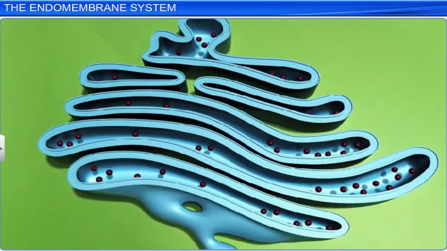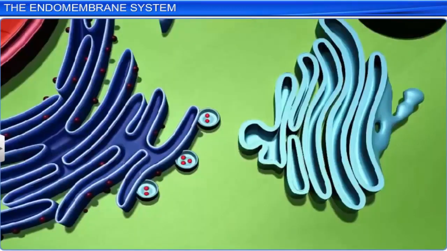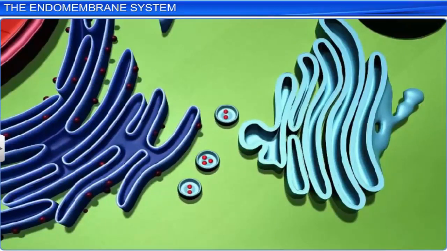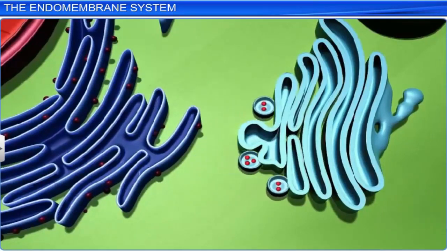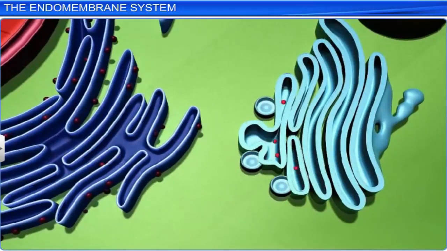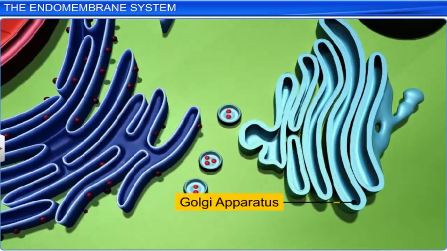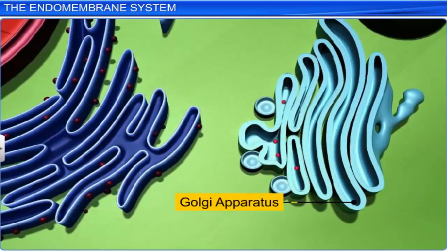For instance, vesicles containing proteins synthesized by the ribosomes of the rough endoplasmic reticulum get pinched off the surface of the rough endoplasmic reticulum and fuse with the cis face of the Golgi apparatus. Here they are modified in the cisternae before they are released from the trans face. This explains why the Golgi apparatus remains closely associated with the endoplasmic reticulum.